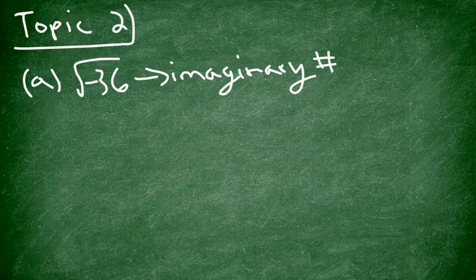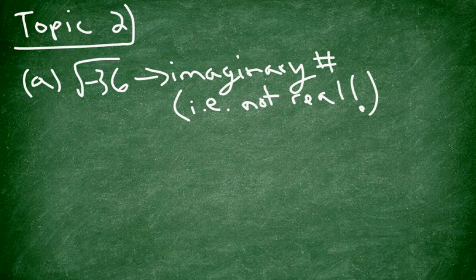Okay. All right, moving right along to topic 2. So topic 2, we are looking at radicals, right? So the first one says this, the square root of negative 36. Immediately we know, or we should know, that this is an imaginary number. It gives an imaginary result, i.e. it is not real, right? So I can't do anything with that.